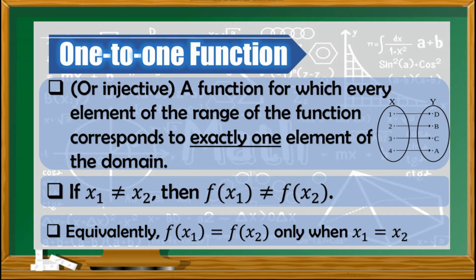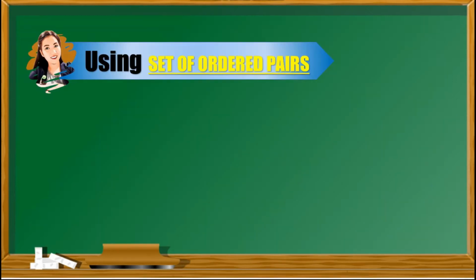Equivalently, if f of x sub 1 is equal to f of x sub 2, it is only when x sub 1 is equal to x sub 2, which means that if we have two equal y values, then it follows there is only a single x value. So this is the meaning of one-to-one. For one value of y, there is only one value of x.